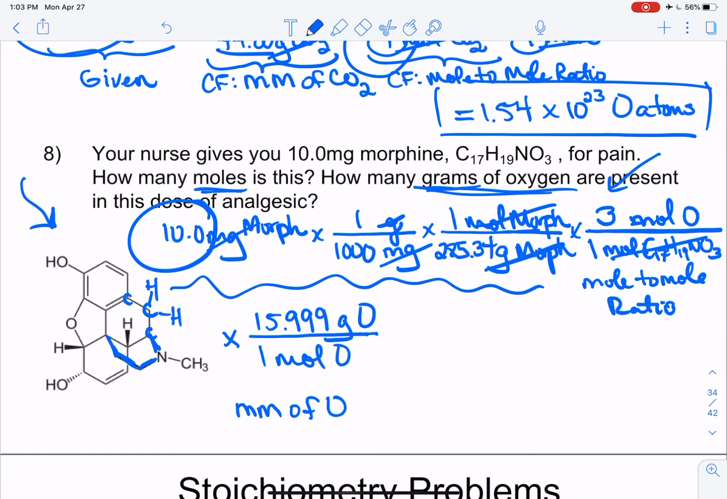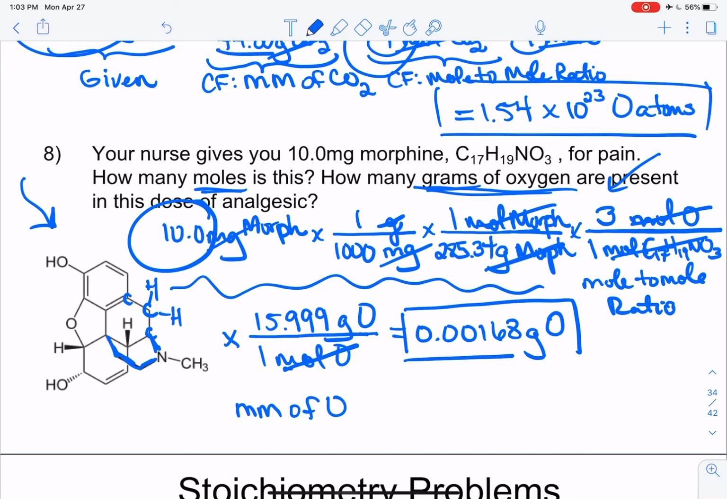Okay, so the moles of oxygen cancel out. And what we end up with here is 0.00168 grams of oxygen. And that's got 3 sig figs, like the original number there. And it's got our unit, grams, and what is our substance? Oxygen. Okay, that's it for this video.